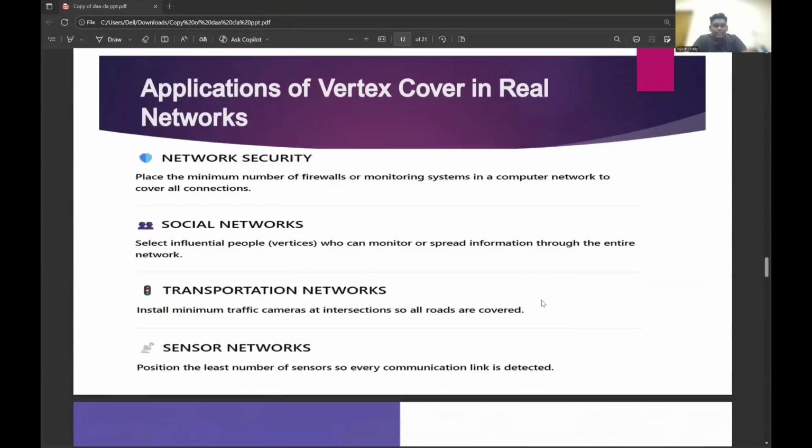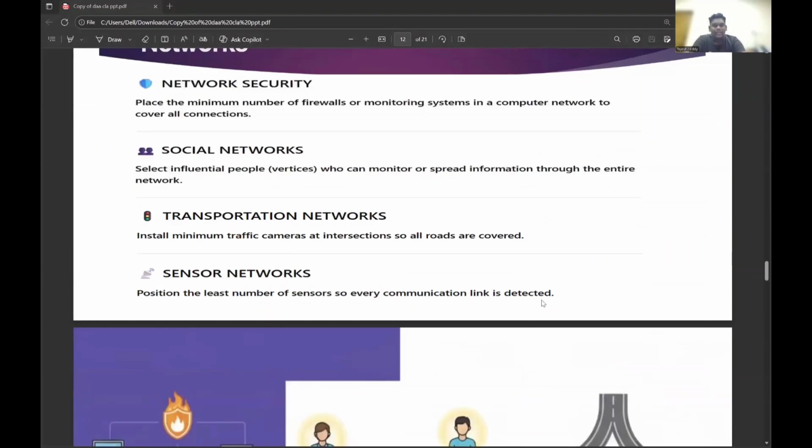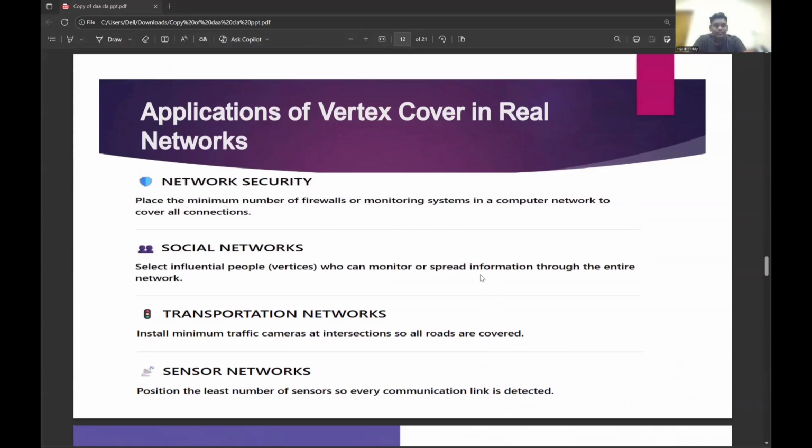There are real life applications mentioned: network security, social network, transportation network, sensor network. We can talk about this. Network security: in computer networks, we want to protect every connection, so we use vertex cover. We can place the minimum number of firewalls or monitoring systems so that all communication links are protected. This helps reduce cost while keeping the entire network safe.